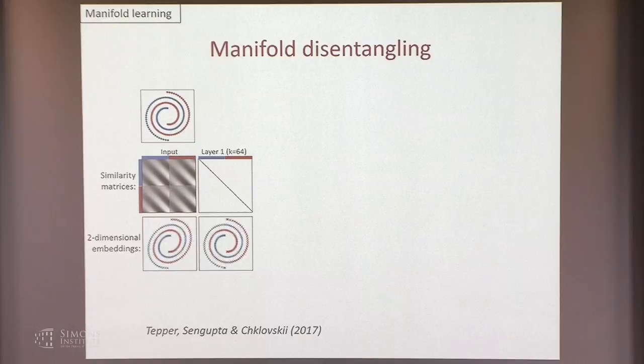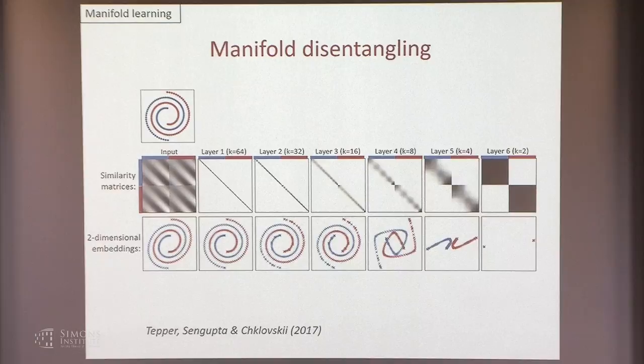I want to show one example where we have been successful with stacking, and that's an example of this cartoon of entangled manifolds using the spirals. Again, the network is completely unsupervised, so it doesn't see the red-blue color. It just gets those data points. And this is the similarity matrix of the input. Once you pass it through the first layer, it unfolds the manifolds, okay, and it sees the two separate manifolds. If you keep stacking our network on top, after the sixth layer, the two clusters actually get pulled apart.